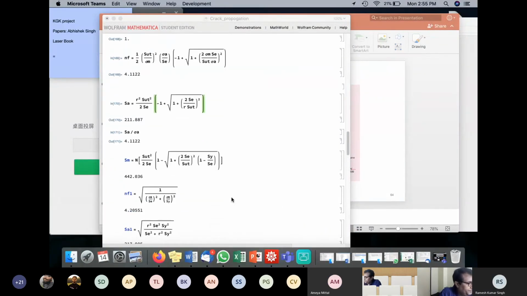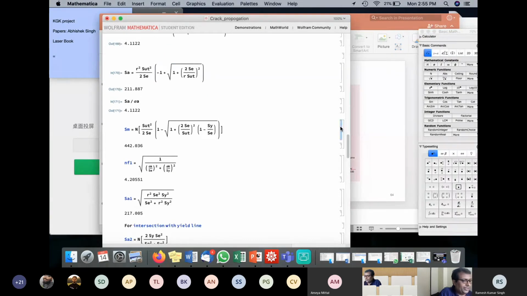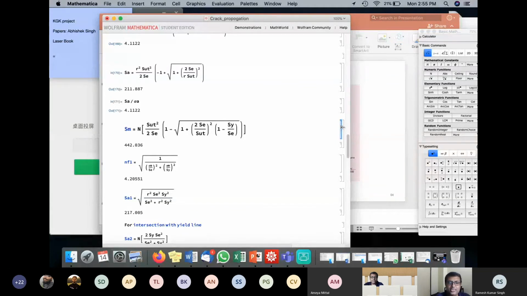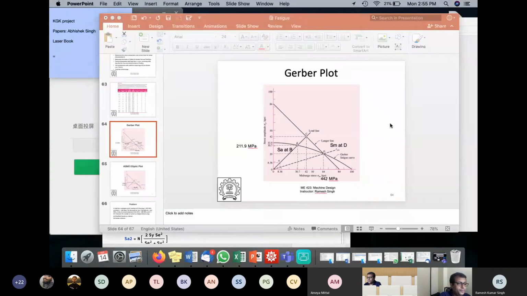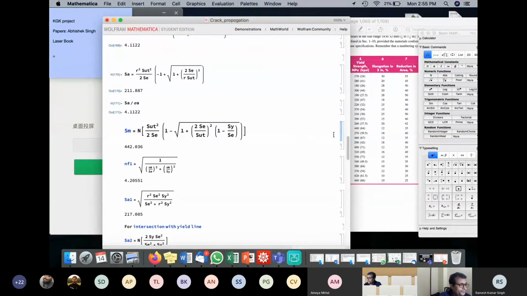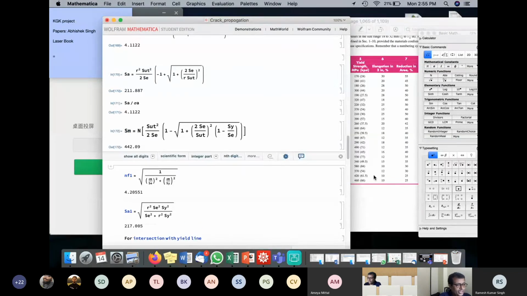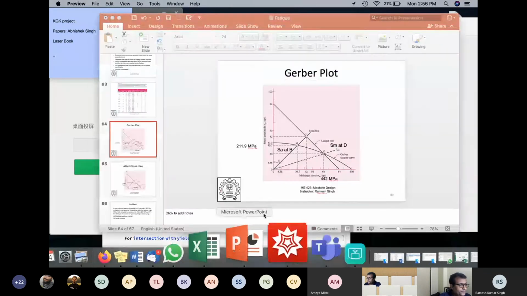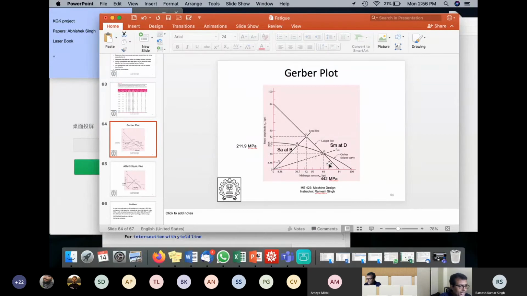So this is the equation which I'm solving. This is the intersection between this line, this is the D point. What is the Sm corresponding to the D point? So let's find out. So basically you go ahead and find out here. 442, and this is what we showed right here, right? And SA I can find out if I find out R critical.